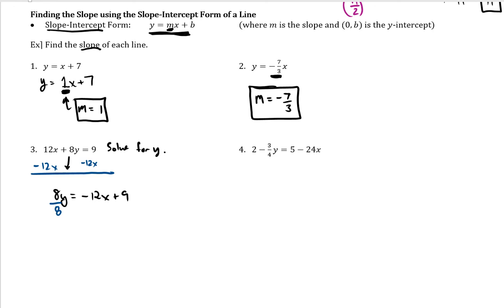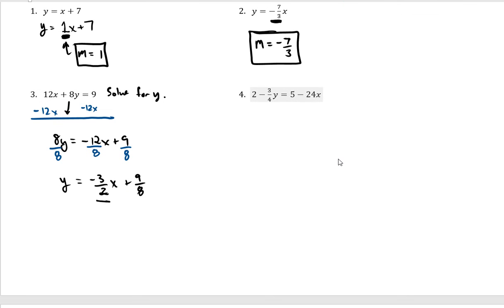Well, to do that, in this case, I would divide everything by 8 in this step. And then now I can write y by itself. Negative 12 over 8 reduces. They're both divisible by 4. So it would be negative 3/2. And then x is still attached. And then plus 9/8.